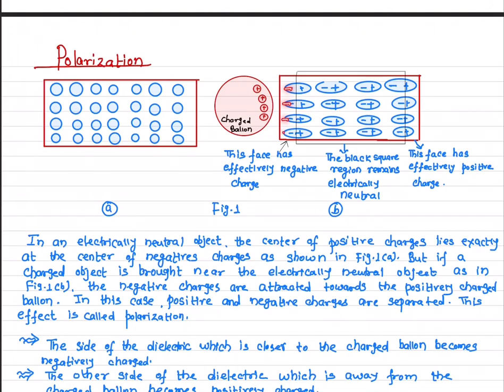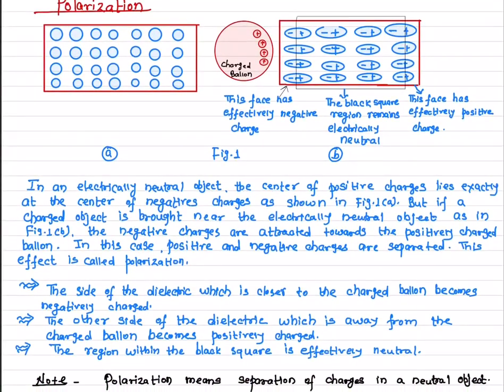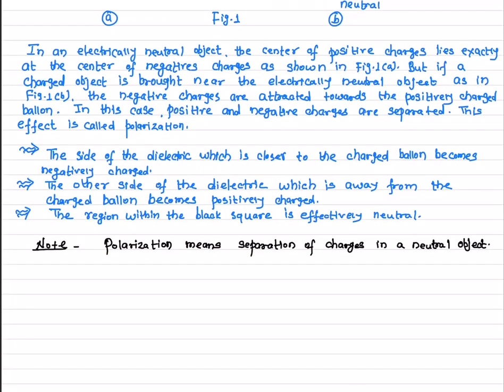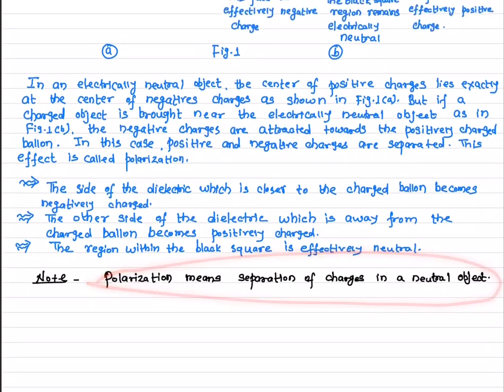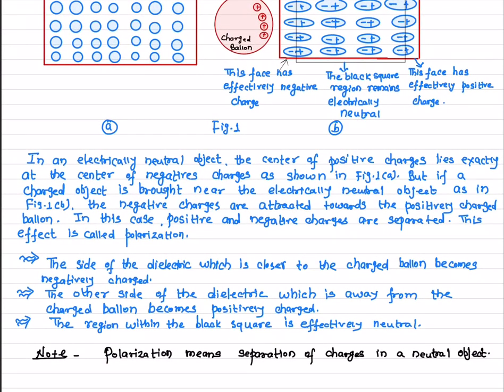So this side will have more negative charge and the opposite side will have more positive charge, and in between this one will still be electrically neutral. This process is called polarization. So polarization means separation of positive and negative charges in a neutral object. This separation happens as long as this balloon is there. Once we remove the charged balloon, it again becomes electrically neutral.